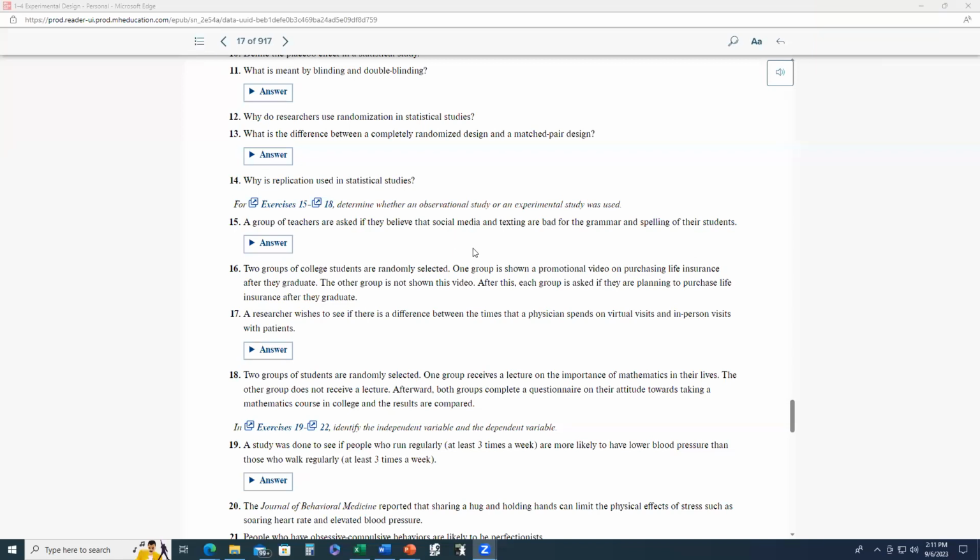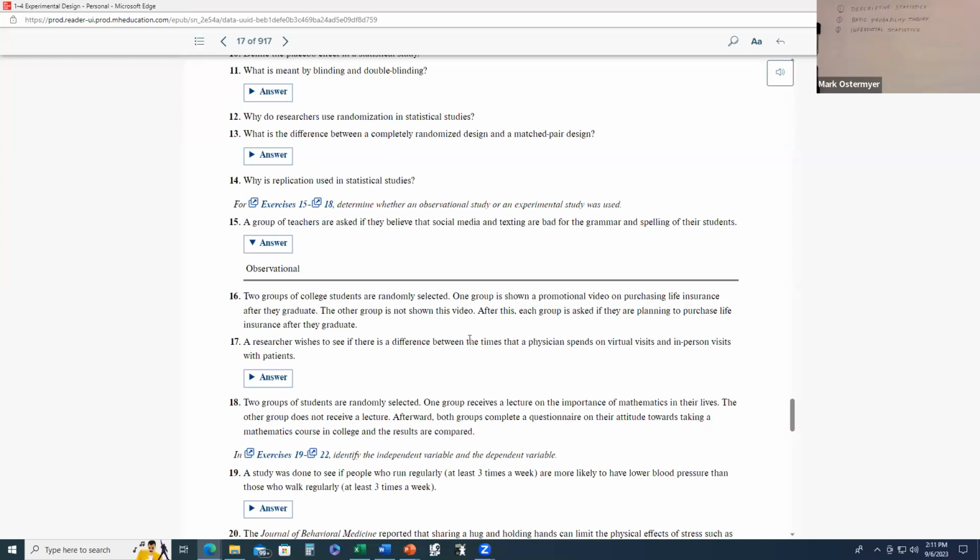Observational. Yeah, if I had to lean towards one or the other, I'd be going observational myself, because it doesn't really look like the teachers are dividing up their classes into different groups, like, you can use social media during class, and this group you cannot. I don't see any of that going on. I'd be leaning towards observational, and that's what they're agreeing on.